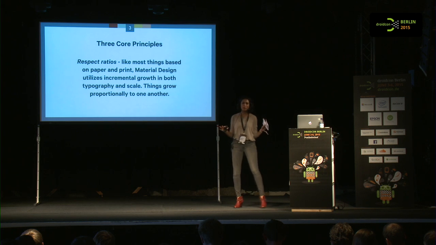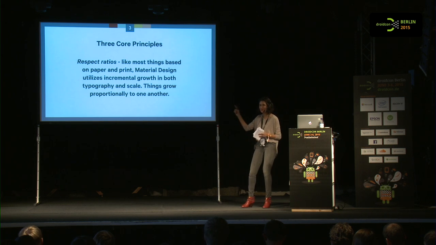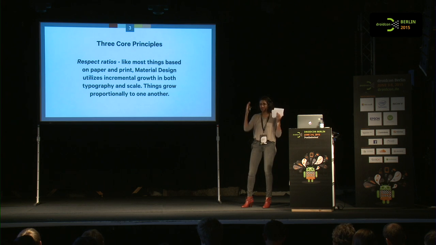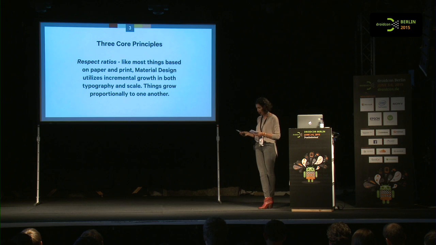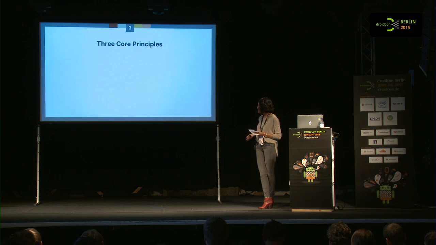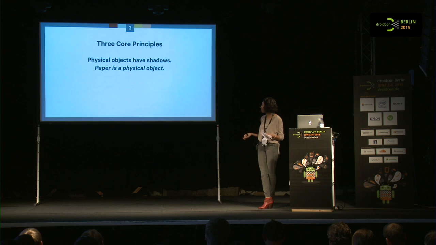If there's one rule that you should maintain, this is the golden one, because this is the one where they've just set up the grid work for you so well that that's a place that you can really easily just adapt and not fail. The second is that in talking about what material design really is, it's physical objects, and physical objects have shadows. Paper is a physical object, and that's what they're referring to.